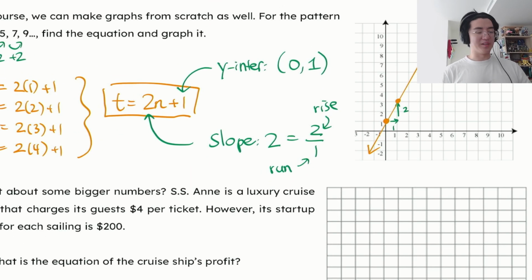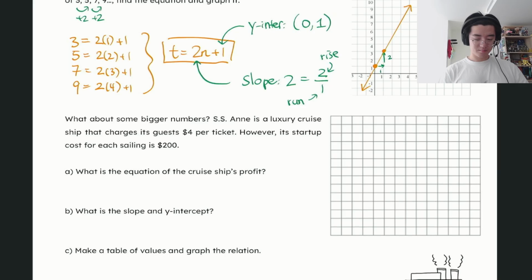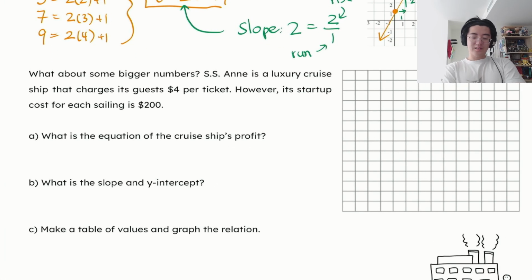Okay, how about some bigger numbers here? Right, so we've got a ship here. It's a luxury cruise that charges $4 per ticket, but its starting cost to sail is $200. Right, so we want to know what the profit of this ship is.